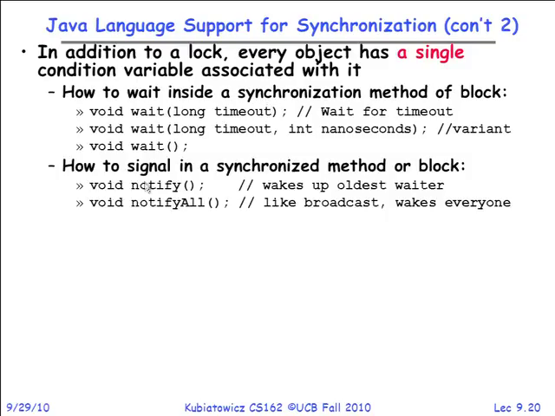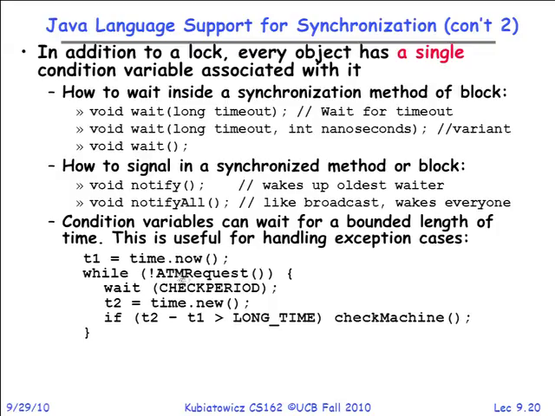Here's an example. You might do this: T1 is time.now, and you might say, well, there's no ATM request, I'm going to wait. If somebody puts a request on there and signals you, then you'll wake up. Otherwise, this wait will exit after the check period, and then check the time and see if we're timing out. So wait can be woken up either because somebody signaled you or because the timeout happens. This is exactly like the kind of condition variables we've been talking about. It turns out there's just only one per object.